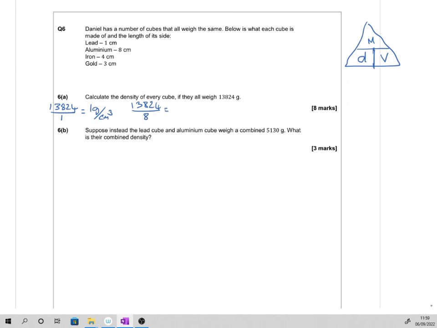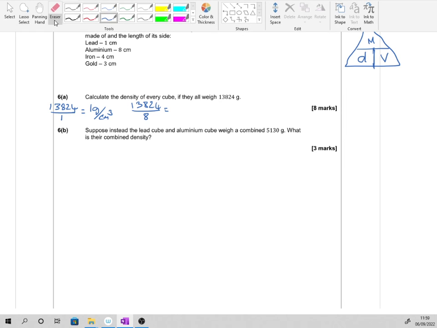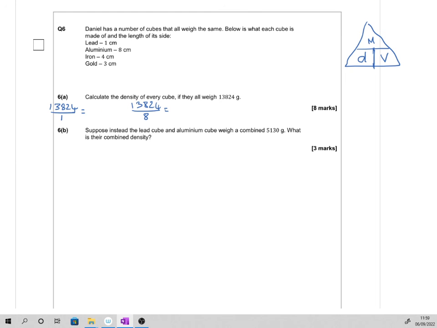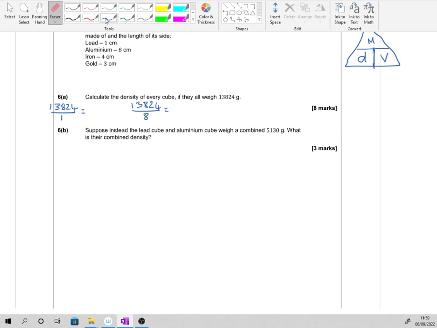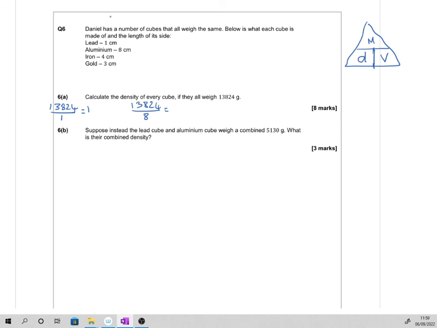Why did I put that? I cannot divide by 1. That equals 13824 grams per centimeter cubed. And this one is 1728 grams per centimeter cubed.